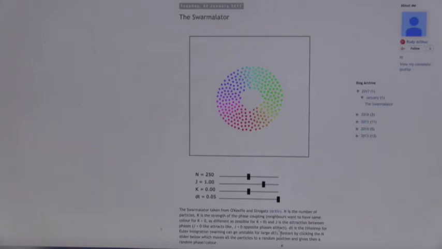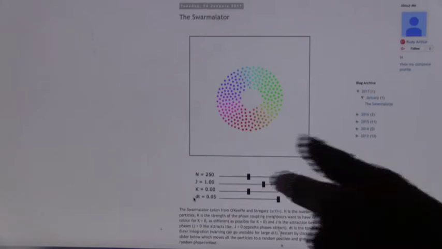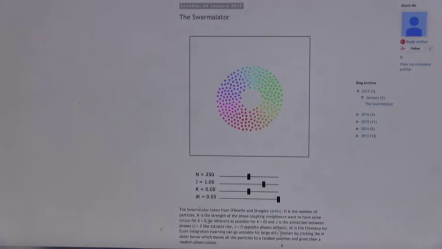So they have two variables here. One's J and one's K. And N is the number of dots. So J represents the attraction between phases. So if two fireflies are blinking at the same time, they attract each other. J greater than 0, likes attract. J less than 0, opposite phases attract.